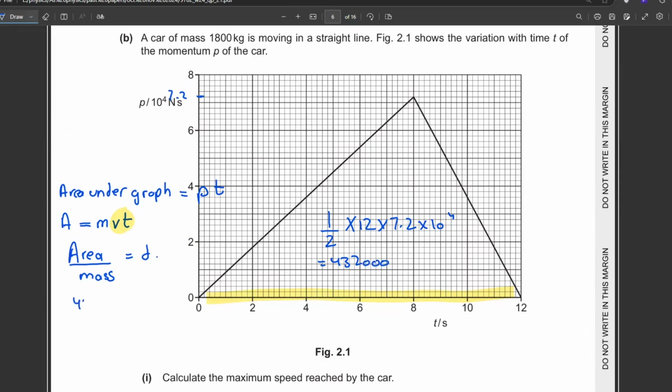So let's place area here: 432 and 3 zeros divided by mass. What is mass? 1800. Divided by 1800, what will your answer for distance come out to be? Your answer for distance comes out to be 240 meters. So your distance is basically 240 meters. Simple as that, nothing complicated here.